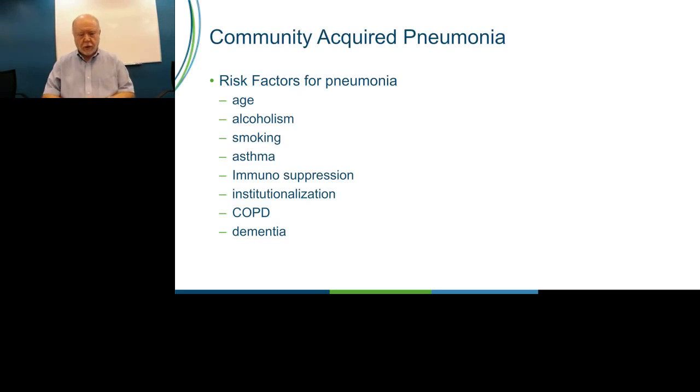Immunosuppression, that's an obvious problem. Institutionalization, there you come into contact with a range of different bacteria, and if you're institutionalized, there's a chance that you've got some other risk factor. And bottom of the list, but by no means the least, dementia. Again, that's associated with host defense reductions.